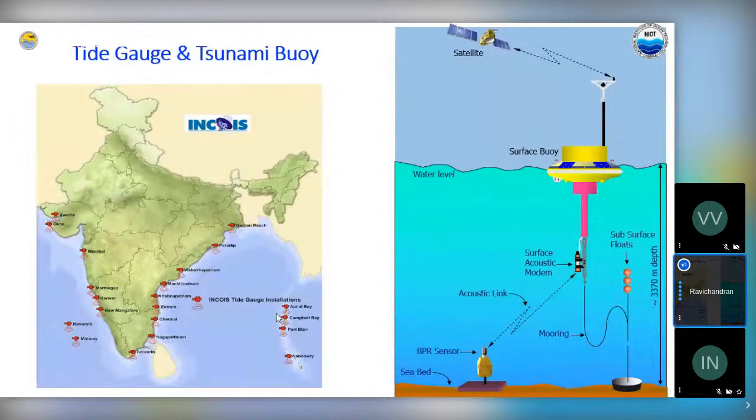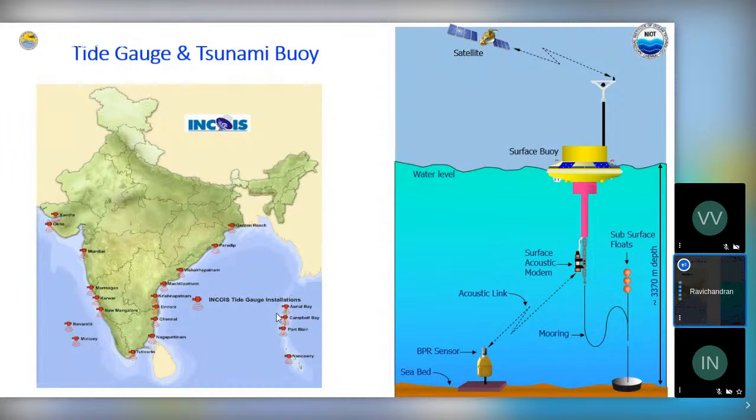And after the tsunami in 2004, as I mentioned already, the tide gauges were strengthened by the Survey of India as well as others with modern technology. They installed 36 tide gauges. Apart from that, the tsunami buoys are basically to measure the pressure at the sea bottom whenever the water level changes due to an earthquake or anything.